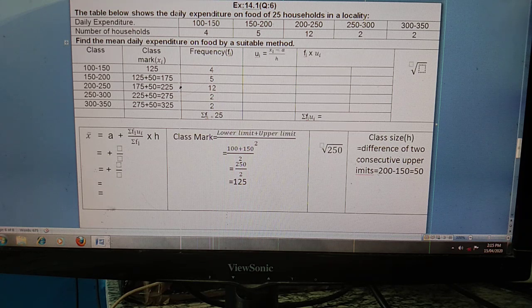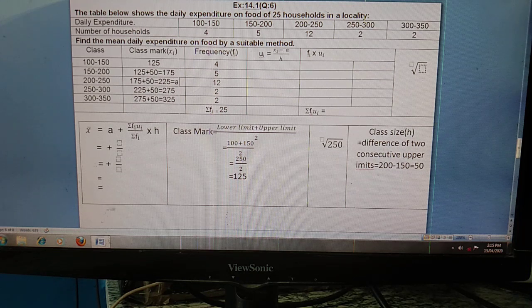Now we'll suppose the value of A, which is the middle value of the class marks. Here we have a total of 5 class marks: 1, 2, 3, 4, 5. So the center class mark will be the third one, 225. So that will be the value of A. Whatever class mark we have considered as A, for that we take the value of ui as 0. Above 0 are negative values, -1, -2. Below 0 are positive values, +1, +2.